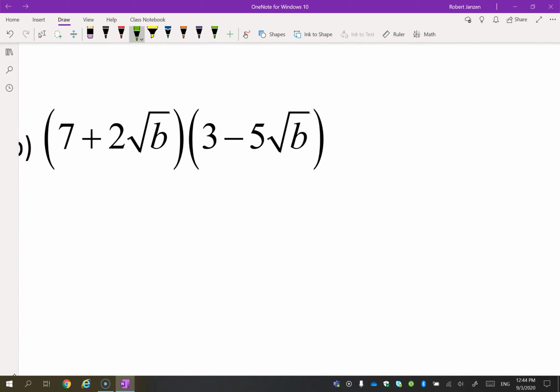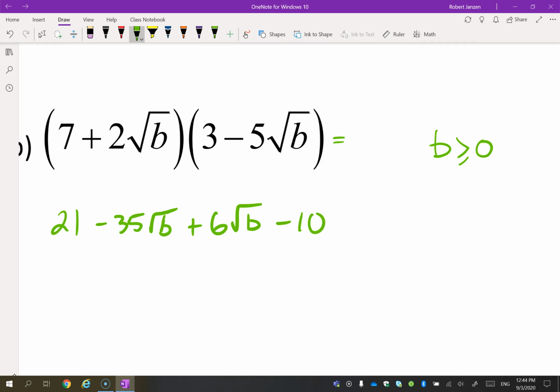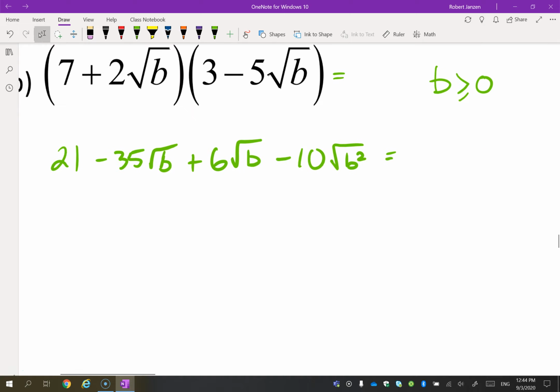All right. Here, what does b have to be? B has to be positive because it's a square root. Let's multiply. First, outside, inside, last. And if I collect like terms here, I'll get 21, take away 29 root b minus 10b. Okay.